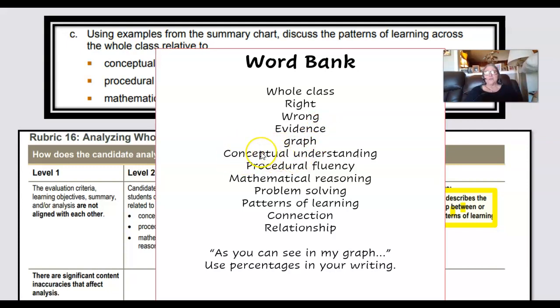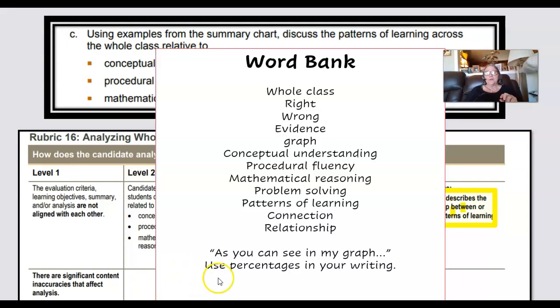You are going to be using the terms conceptual understanding, procedural fluency, mathematical reasoning, or problem solving. You need to use the term patterns of learning. Use the word connection, relationship. Here's a sentence stem: as you can see in my graph. That's a really good sentence stem that you need to make sure is included in your writing.